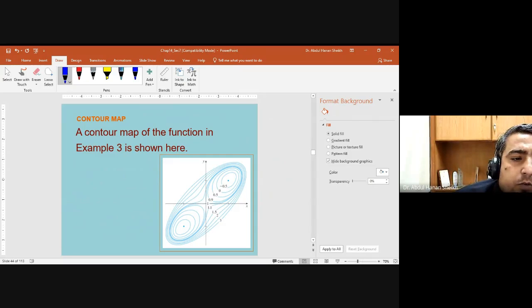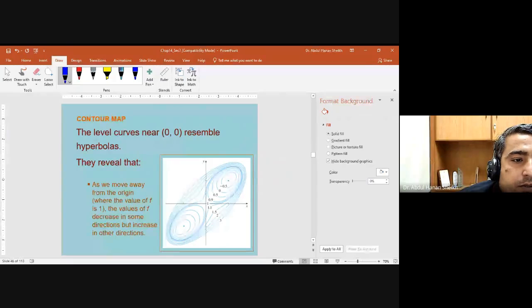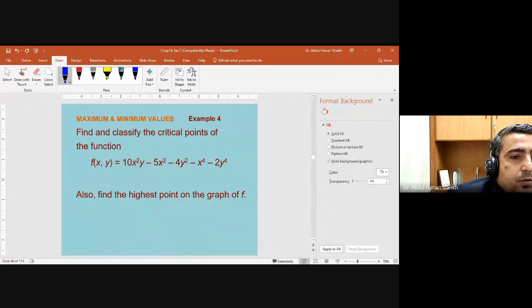This is the contour plot. I don't think you will need it, and level curves around this. Okay.